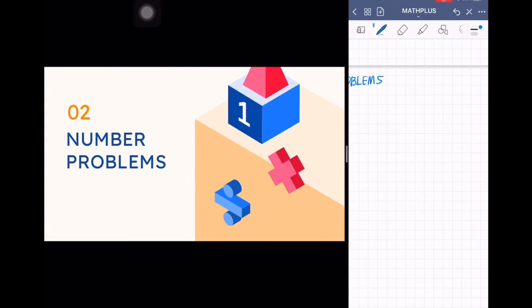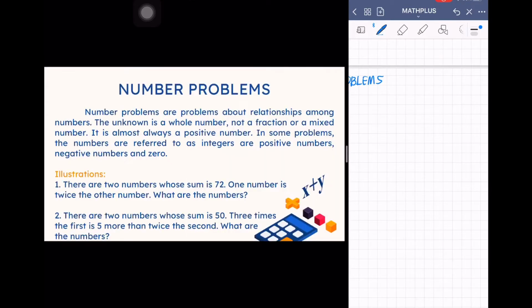Our first type of word problems that we are going to learn is number problems. Number problems are problems about relationships among numbers. The unknown is usually a whole number, not a fraction or a mixed number. So it is almost always a positive number.